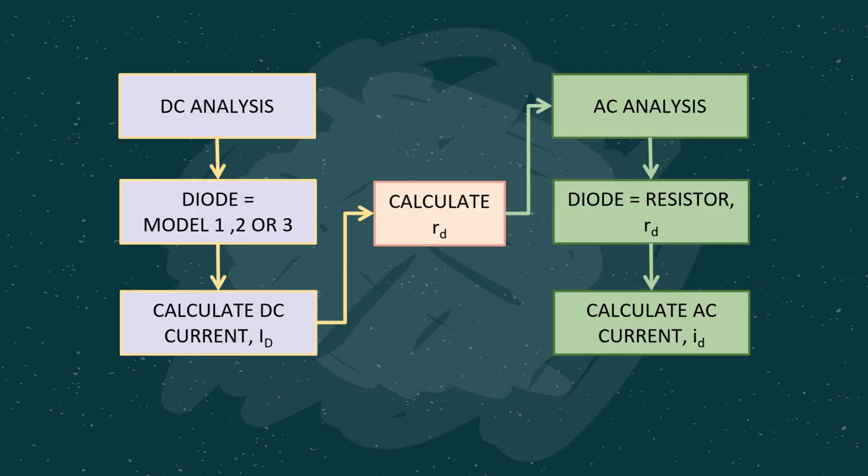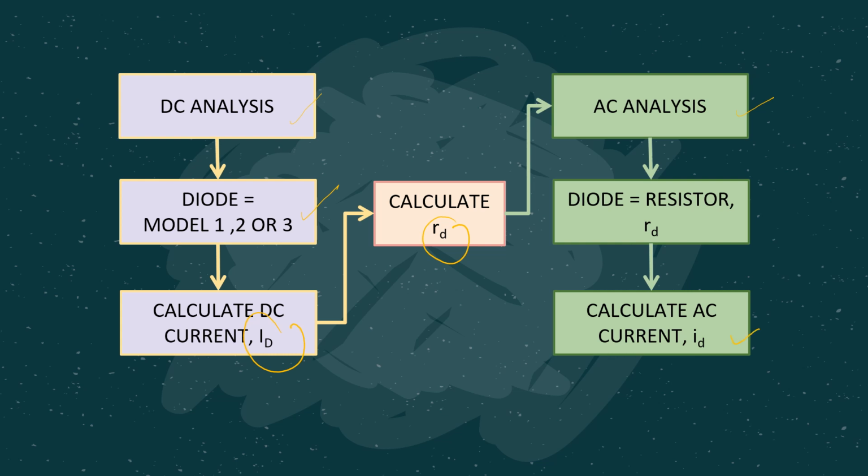Okay, so just to recap the diode AC analysis, first we have to do the DC analysis first. Okay, then consider the three models, then we calculate the ID. From there only we can calculate the RD value to represent our diode in AC analysis. Then only we can do AC analysis using the resistor RD to find whatever parameters that we are supposed to find in AC circuit.